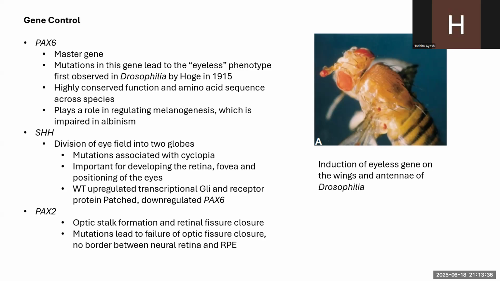PAX2 is responsible for optic stalk formation and retinal fissure closure. Mutations lead to failure of optic fissure closure, which leads to no border between neural retina and RPE.